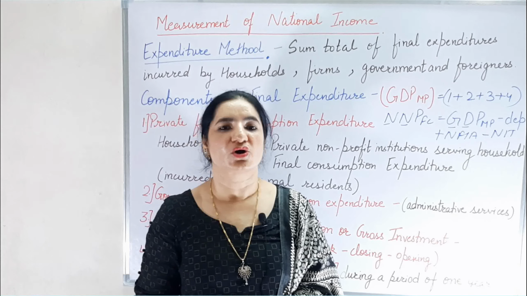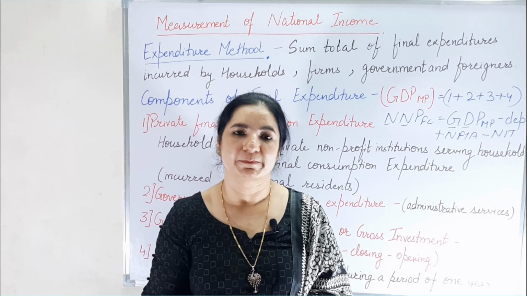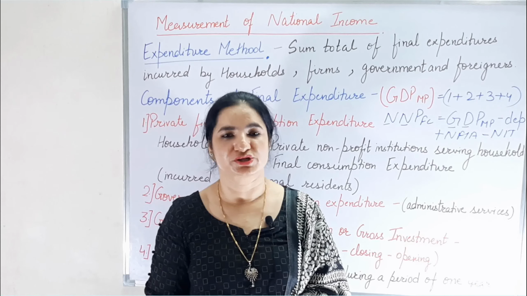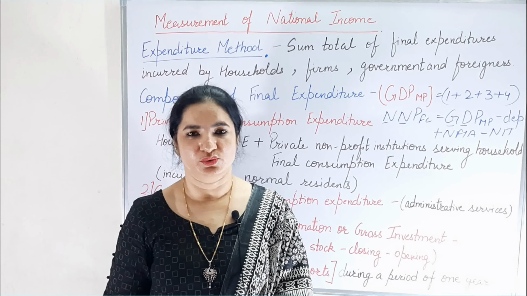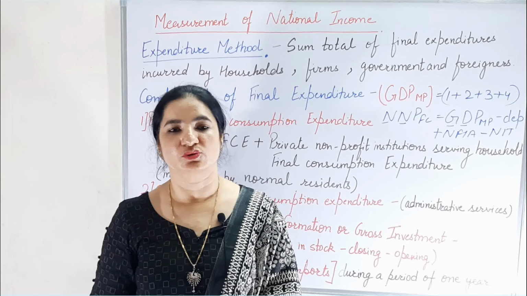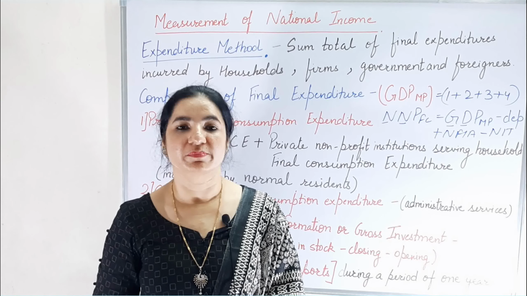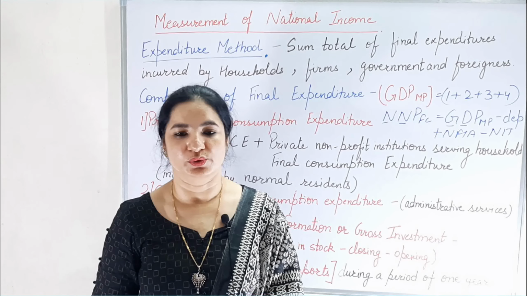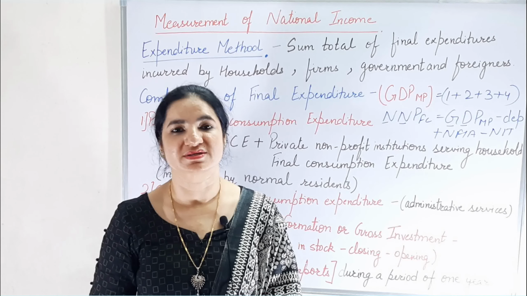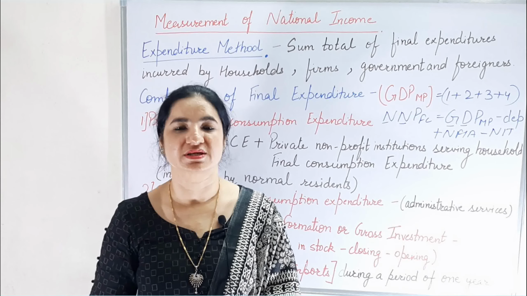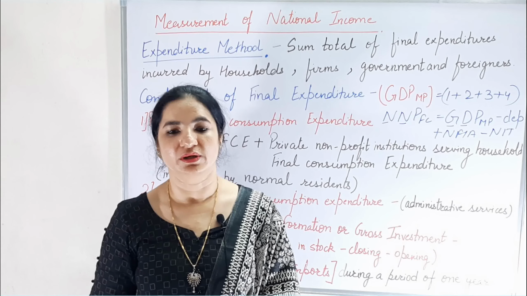Now there are some precautions to be taken while applying the expenditure method for calculation of national income. First is expenditure on intermediate goods. Expenditure on intermediate goods is not included while measuring this if it is separately given, because it is already included. Second, transfer payments are not included because these are not productive services or expenditure made on the productive activities of the country.